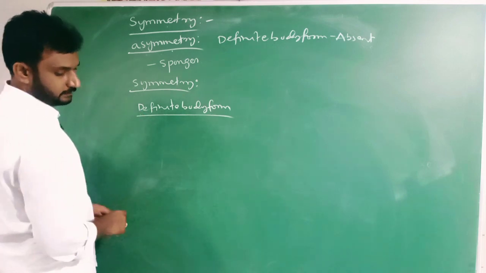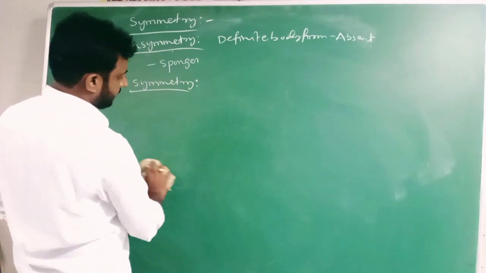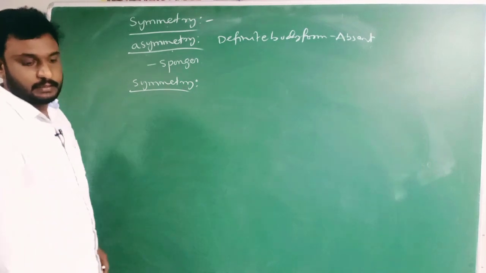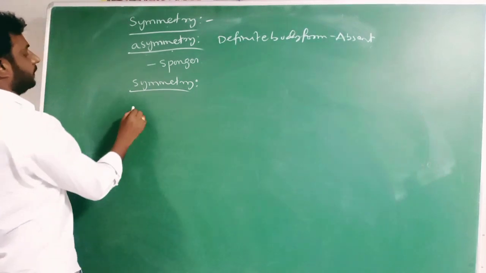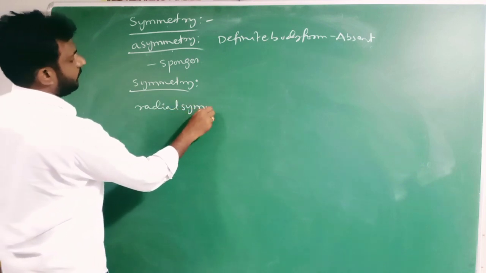So symmetry is of different types, like radial symmetry, biradial symmetry, then bilateral symmetry. Look at the radial symmetry first.